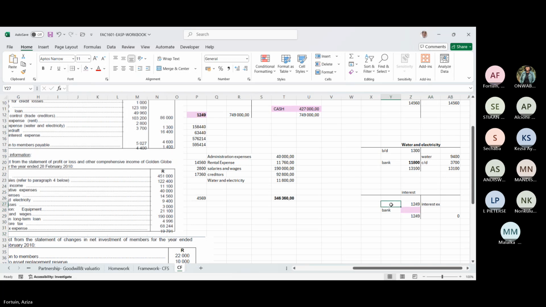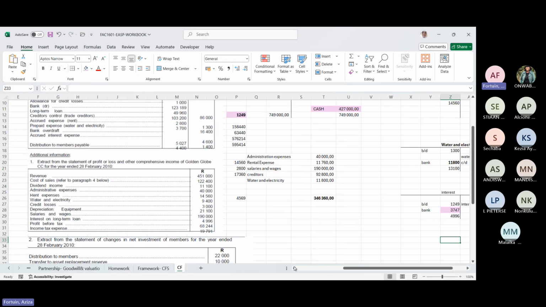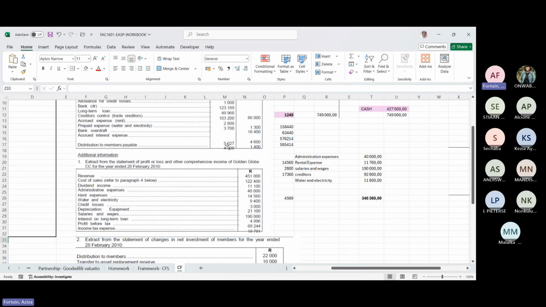Okay. And then your interest was the 4996. And then here you should have said 4996 minus 1249. Okay, so that is your 3. Then that amount here is your accrued taxation expense, the 5027 and the 4600. So in this blank line here, that is your accrued taxation expense.